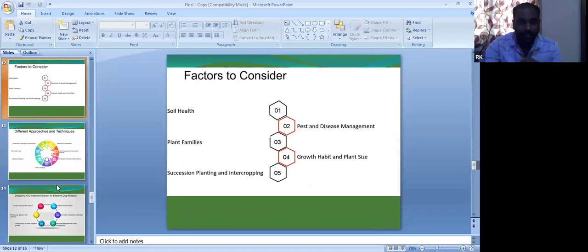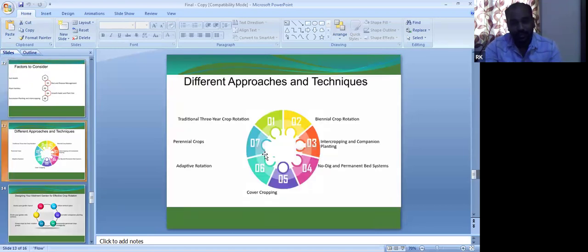Then the other thing is different approaches and techniques. What are the different approaches? The traditional three-year crop rotation. What is the traditional method? Once in three years. Why? Because of rain-fed conditions. Suppose rain-fed conditions and water facilities are available, we change the crop. But the traditional three-year crop rotation is already done. Now we are talking about four-year recommendations, but traditionally we follow a three-year crop rotation. But that is for a perennial crop. Perennial means repeated.